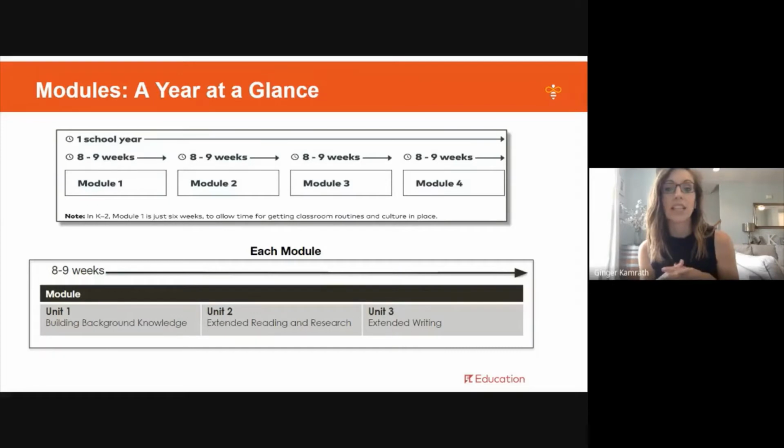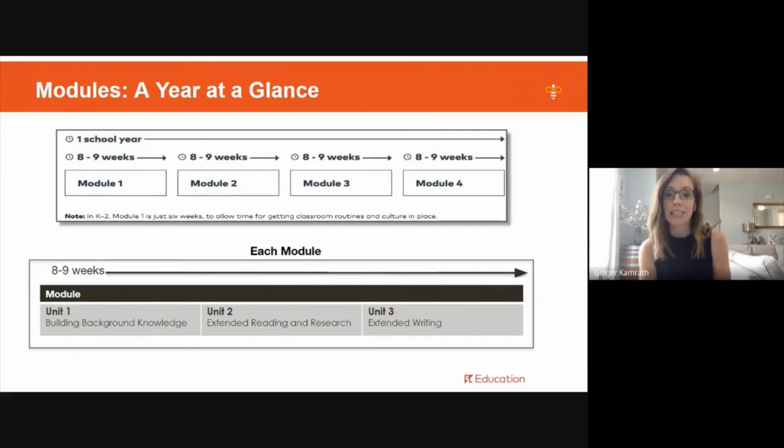The 4 modules allow students to build important content knowledge over a topic related to science or social studies or literature. Each module will use those rich, authentic trade books throughout, and they include both a combination of informational and literary text.